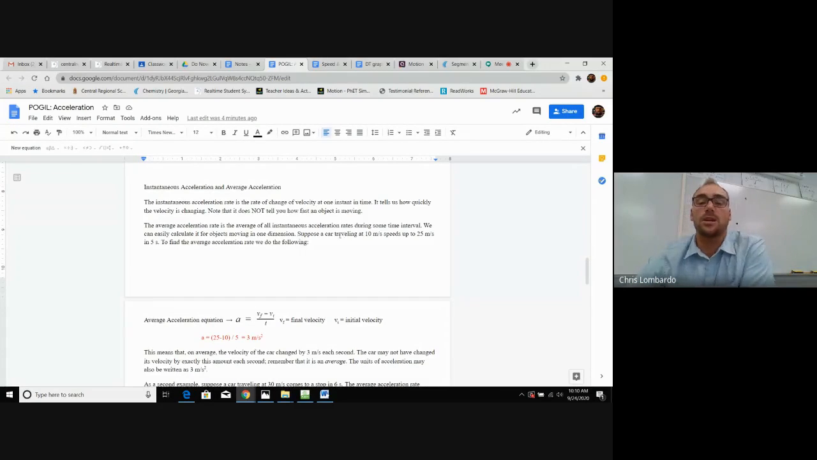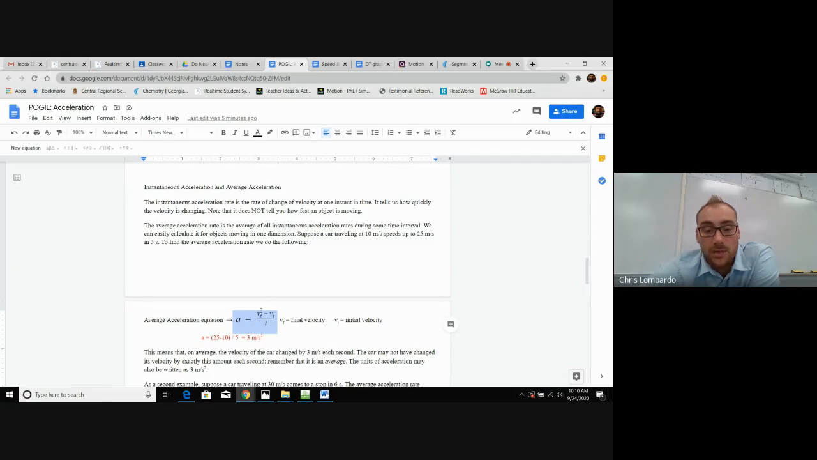It says here in a practice problem, suppose a car is traveling at 10 meters per second, speeds up to 25 meters per second, and does so in 5 seconds. So find the average acceleration. This is your equation: VF minus VI over T. VF stands for final velocity or your ending speed. VI is your starting speed, your initial velocity. So VF in this problem: what did you speed up to? What was your final speed? 25. So that would go here in the equation.